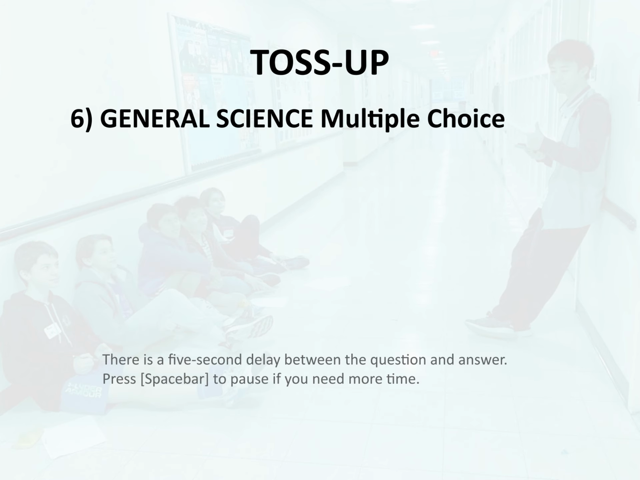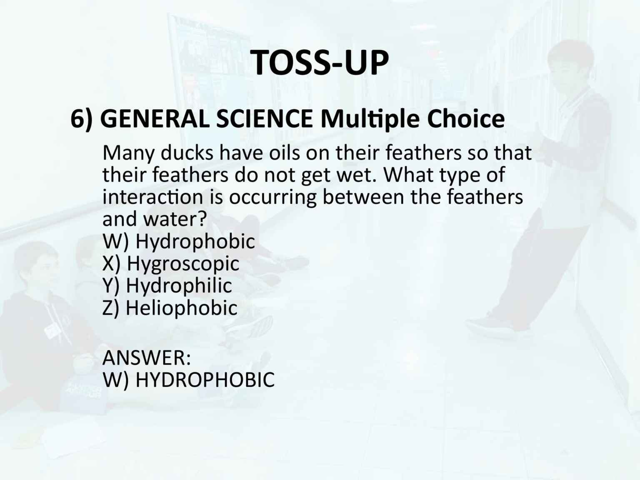Toss-up 6. General science. Multiple choice. Many ducks have oils on their feathers so that their feathers do not get wet. What type of interaction is occurring between the feathers and water? W. Hydrophobic. X. Hygroscopic. Y. Hydrophilic. Z. Heliophobic. Answer. W. Hydrophobic.